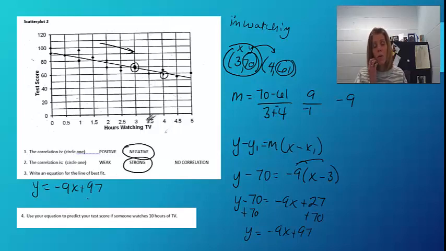If you were trying this on your own, you would not necessarily get the exact same answer as me, but you should get something pretty close. All right, so the whole purpose of finding an equation of a line of best fit is to try to make a prediction, which we're going to do now.